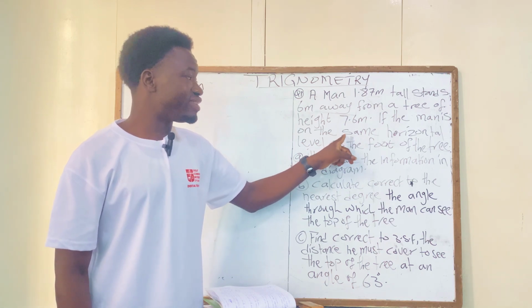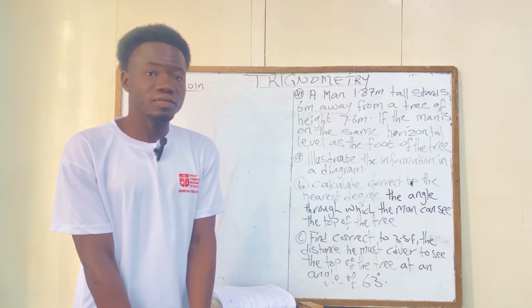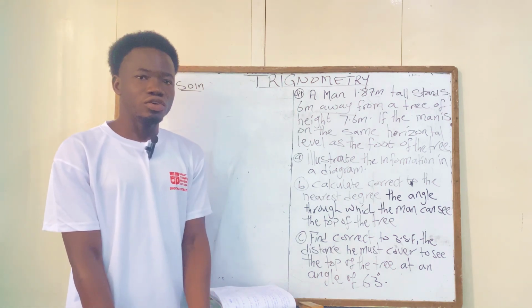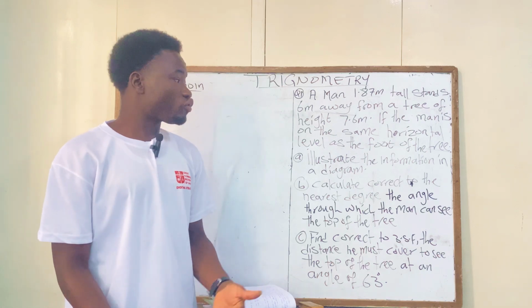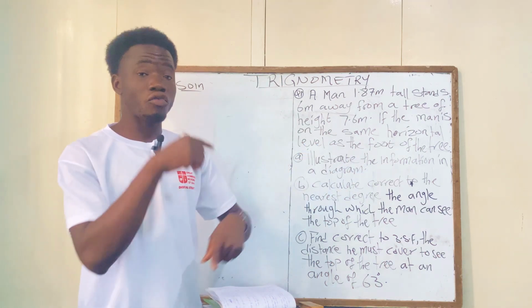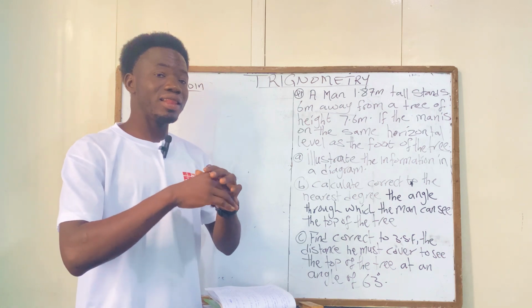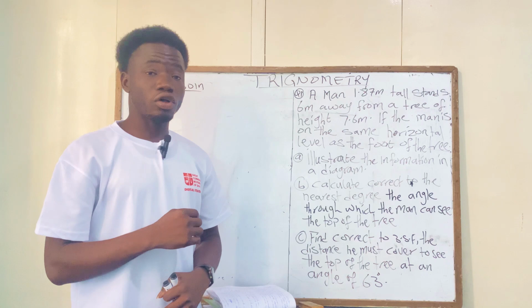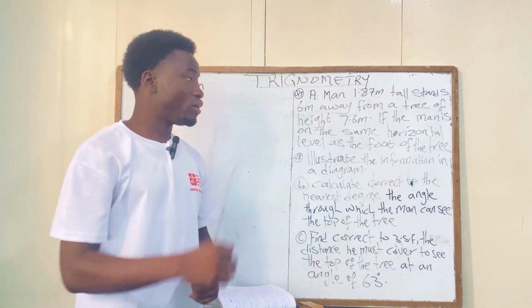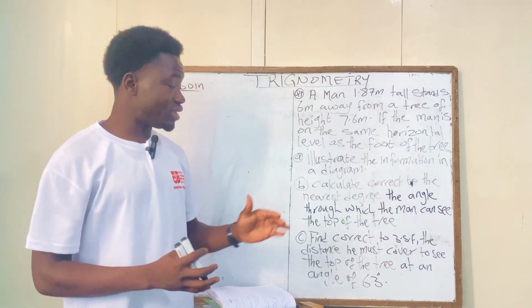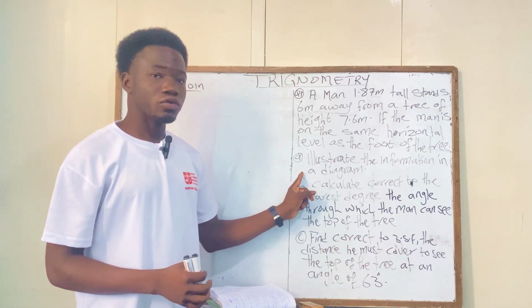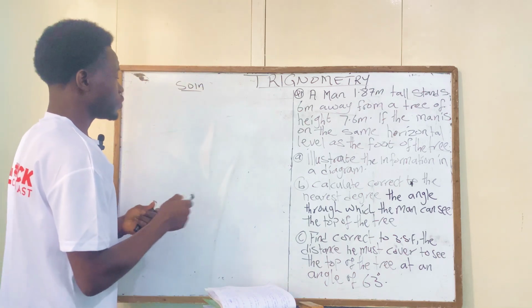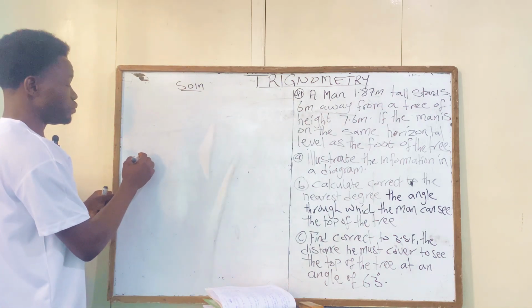The man is standing on the same horizontal ground as the tree, so none of them is higher than the other. So if the man wants to look at the top of the tree, the line of sight starts from his eyes upwards. With that information, it can help us to solve the first question, which is to illustrate the information in a diagram. So we can have a very beautiful diagram.